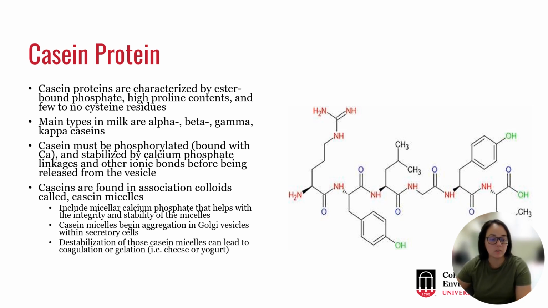Casein micelles begin the aggregation process in the Golgi apparatus within the secretory cells. Sorry, that is a typo on the slide. So within the Golgi apparatus that are within each of the secretory cells. If there is a destabilization of these casein micelles, that can lead to coagulation or gelation, which is how you end up with cheese or yogurt.